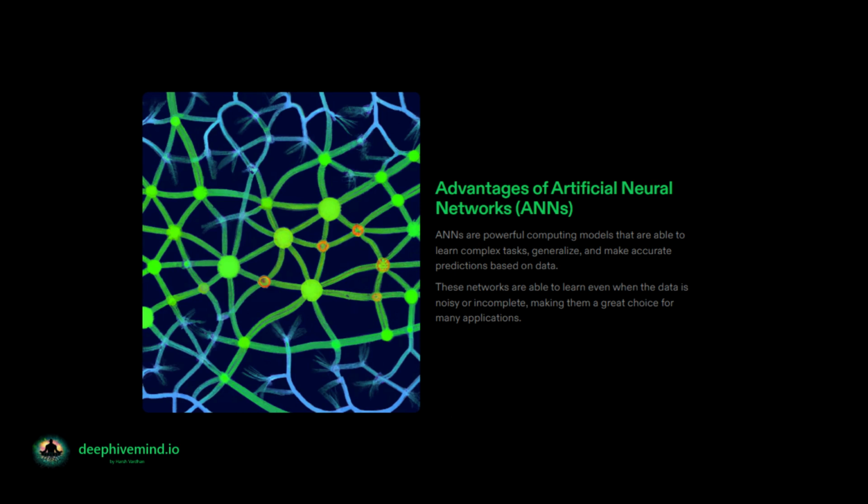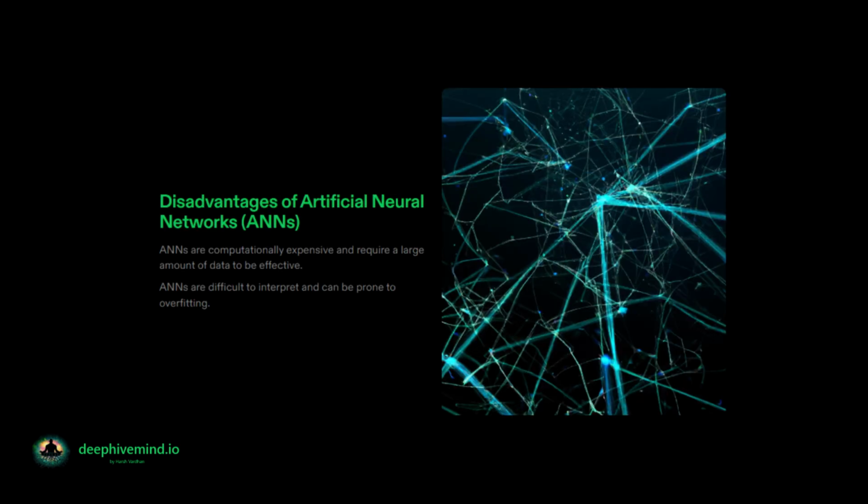They can be used in deep learning architectures, which consist of multiple layers of interconnected neurons, allowing for more advanced feature extraction and more accurate predictions. Disadvantages of artificial neural networks, ANNs. They can require a large amount of data to train effectively. They can be computationally expensive to train and run.